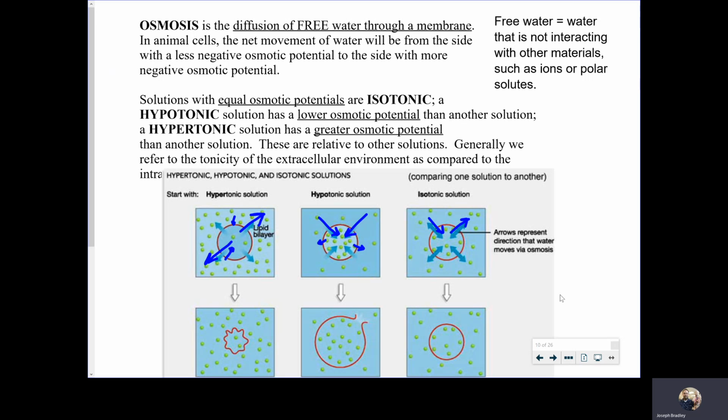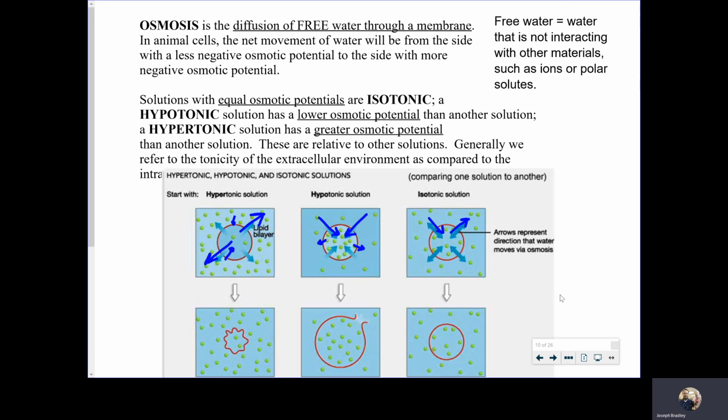Next, we'll talk about osmosis. So osmosis is a specific type of simple diffusion. In many cases, it's a type of facilitated diffusion if water's traveling through a channel called aquaporin. And osmosis is the diffusion of free water. And free water is water that's not interacting with other materials. So in most cases, water is not going to be pure or distilled. There's going to be some solutes in there, and the solutes are going to be dissolved in the water as a result of the water having a polar charge and interacting with other things that are polar.